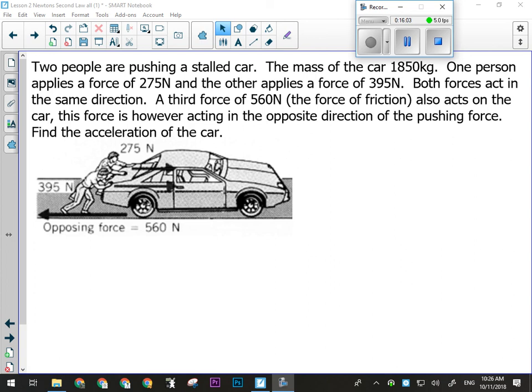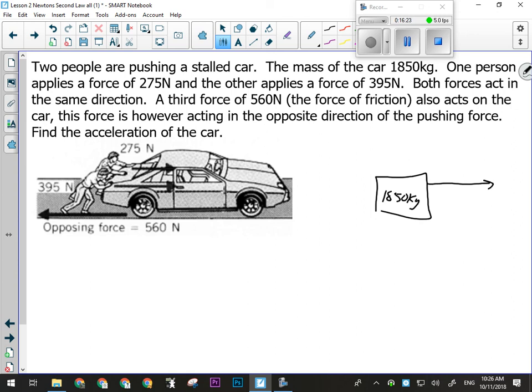So, all right, here's what we got. We got the big car. We're told the car is 1,850 kilograms. So to draw our free body diagram, we have a box labeled 1,850 kilograms. The forces we are aware of are the two people pushing. So we've got a force forwards of 395 newtons. We have a force forward of 275 newtons. And then we have a resistive force of friction of 560 newtons.